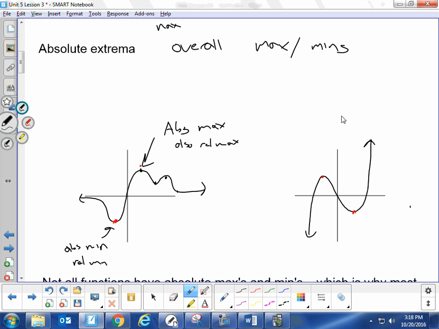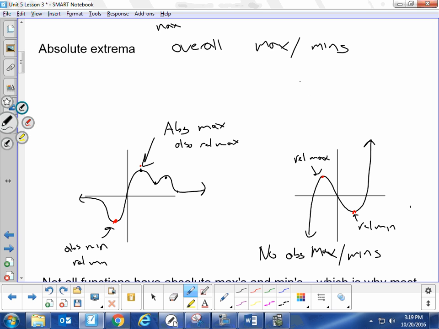However, if we look at something like this, we have a relative max and a relative min. However, these are not absolute maxes and absolute mins, because the function continues to go up from here, it continues to go down from there. So we have no absolute maxes or mins. And lots of functions will not have horizontal asymptotes at 0, like this guy, or be kind of stuck here. And so a lot of functions won't have an absolute max or an absolute min.